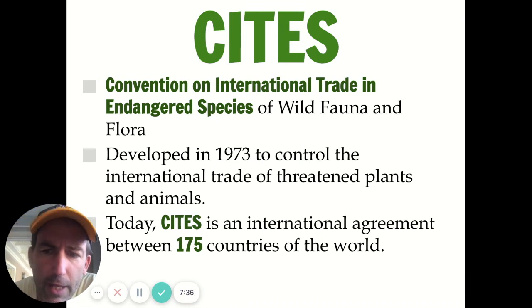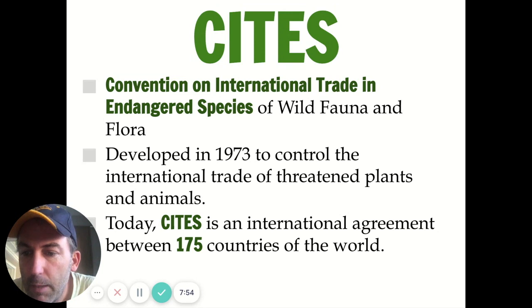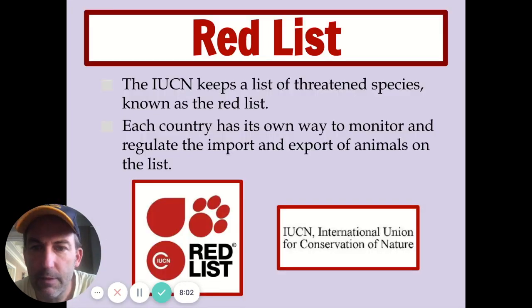Globally, there's an international agreement, CITES, that was passed. It's the Convention on International Trade in Endangered Species of Wild Flora and Fauna, plants and animals, passed in 1973 by 175 different nations, and the idea is to limit the trade in plants and animals, and their parts, between countries. Not always exceptionally well enforced, but it is on the books. And so that brings us to the Red List.